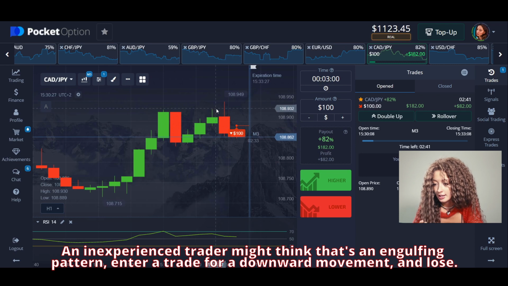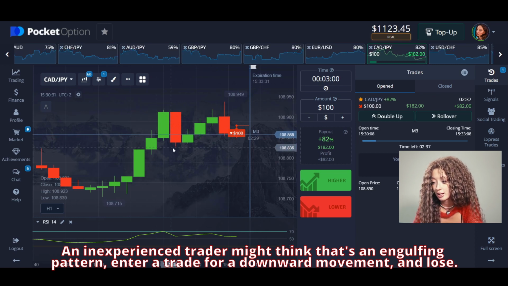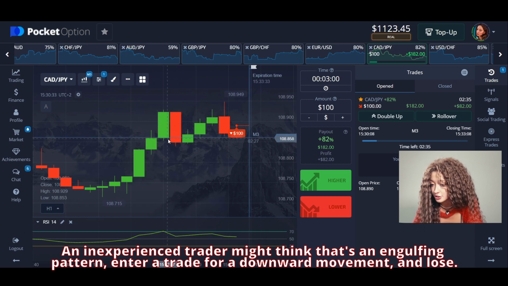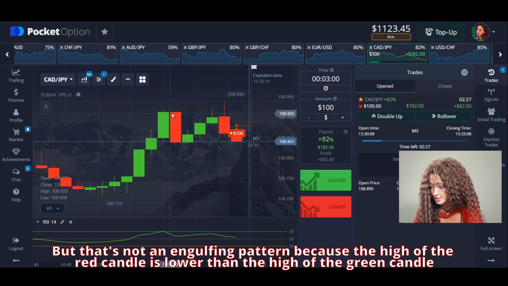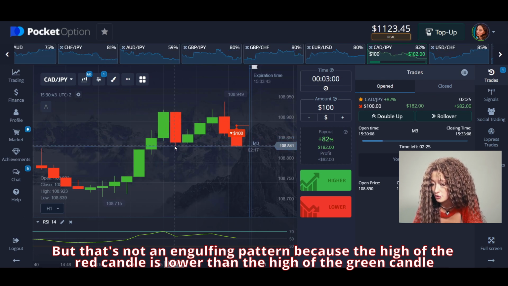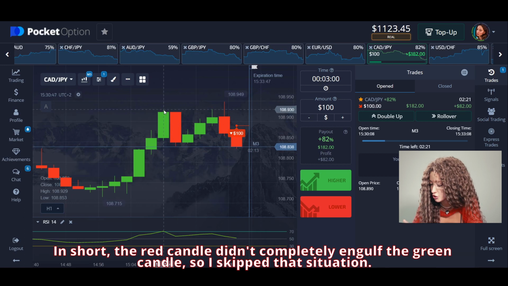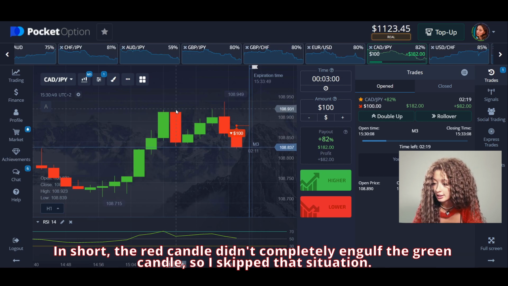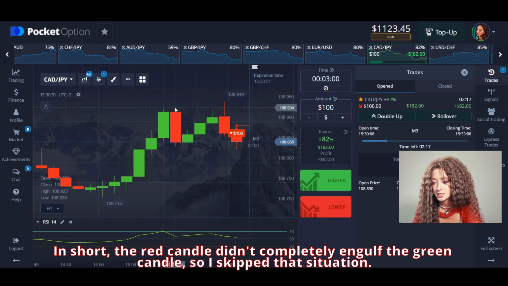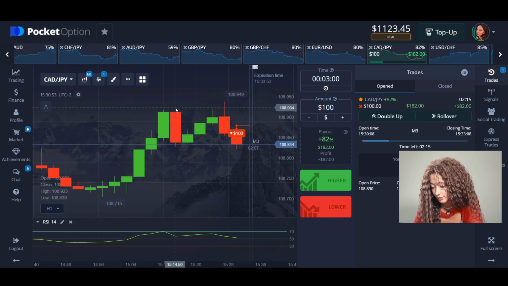An experienced trader might think that is an engulfing pattern. Enter a trade for downward movement and close. But that is not an engulfing pattern because the high of the red candle is lower than the high of the green candle. In short, the red candle did not completely engulf the green candle, so I skipped this one.